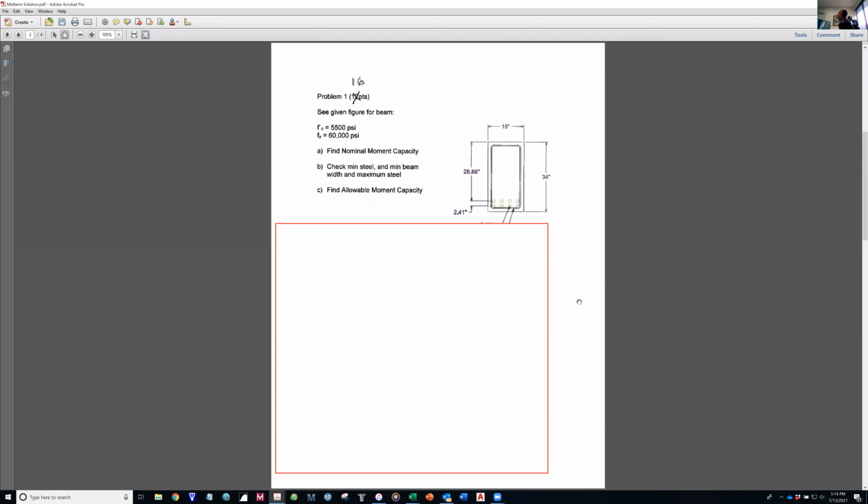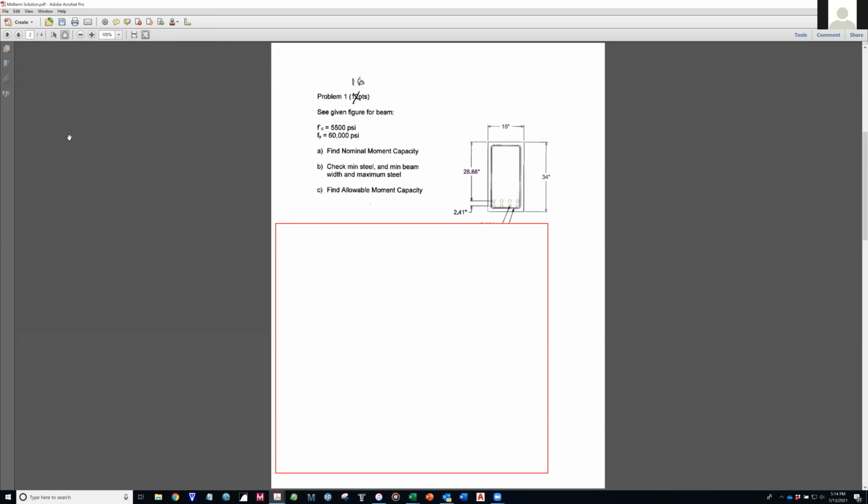Okay. Now, on the problems where we only have a single row of steel, it doesn't make any difference. D sub T and D are one and the same. It's only when you have multiple rows of steel that you can take advantage of that.